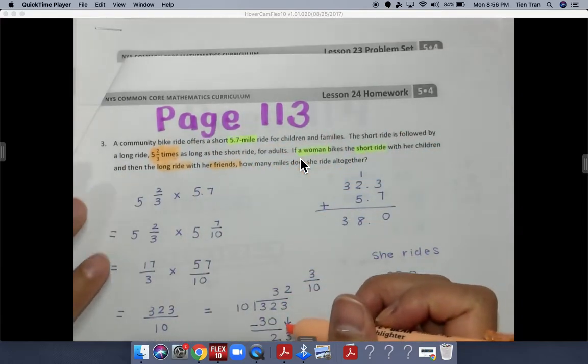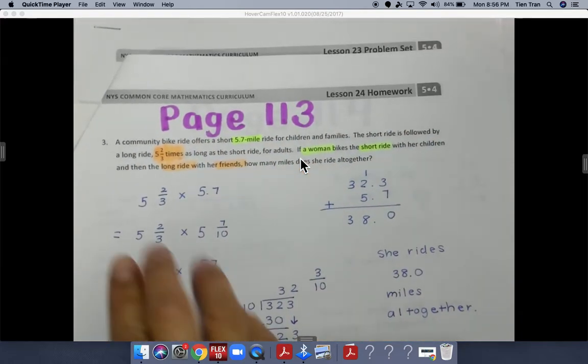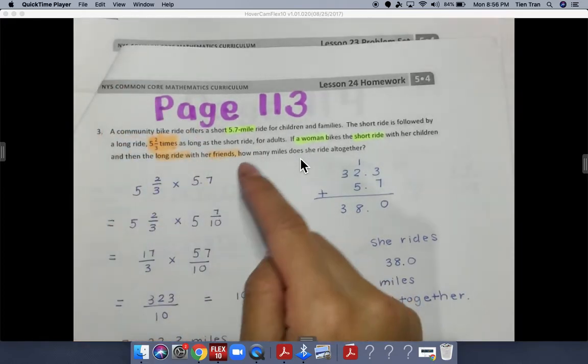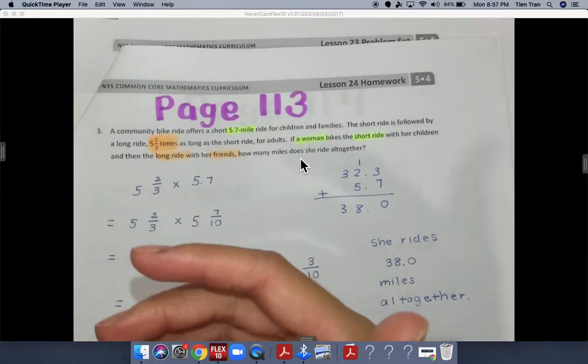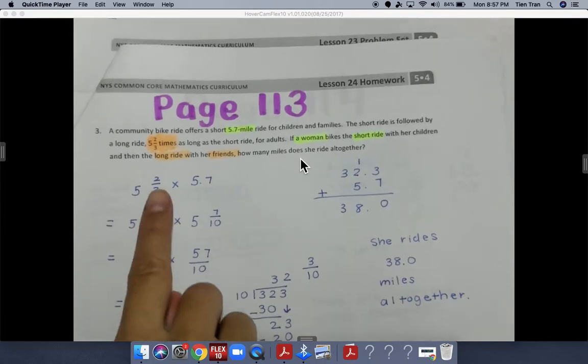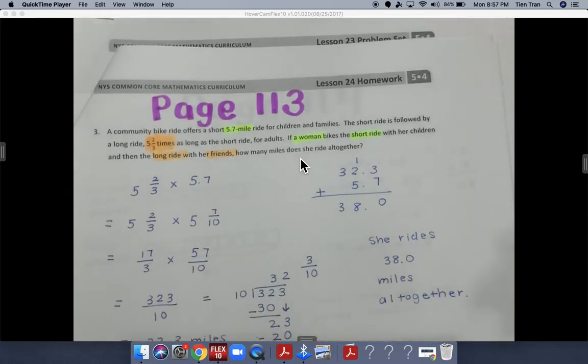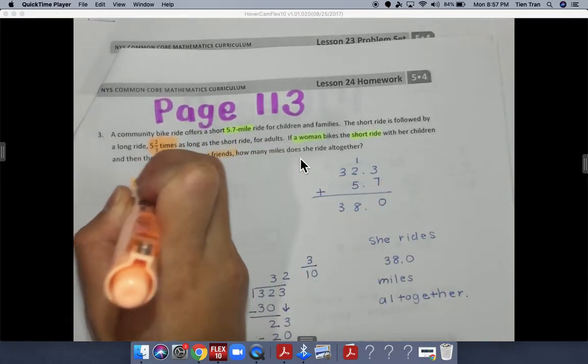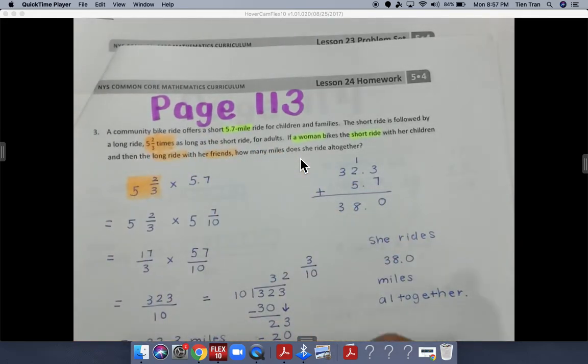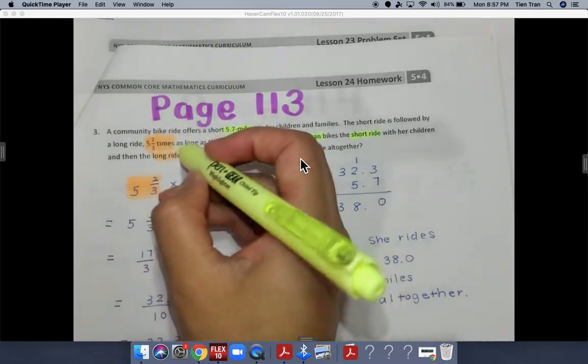How many miles does she ride altogether? So that would mean I am adding both of these eventually together. First thing I'm going to do is multiply 5 2/3. Where did I get that? Right in the problem right here, 5 2/3. And I'm multiplying it times 5.7.